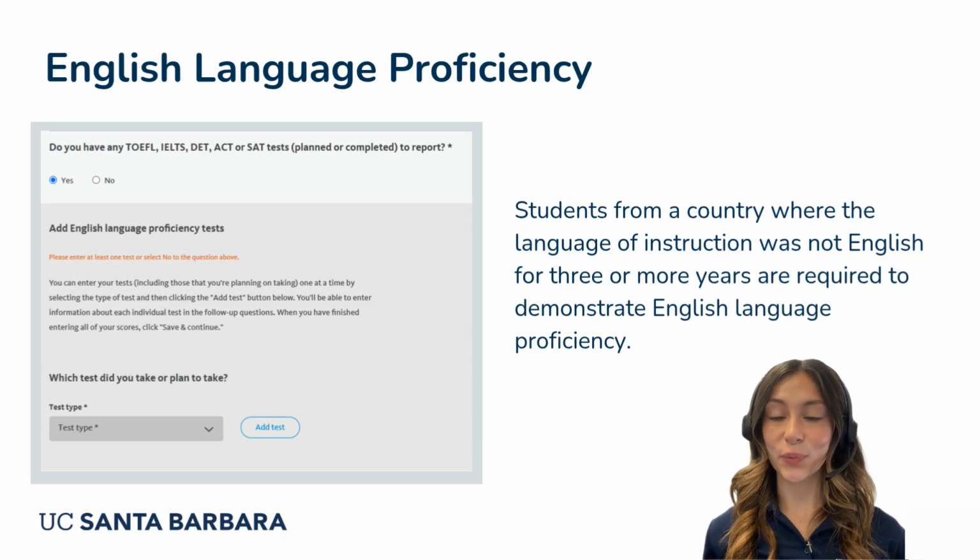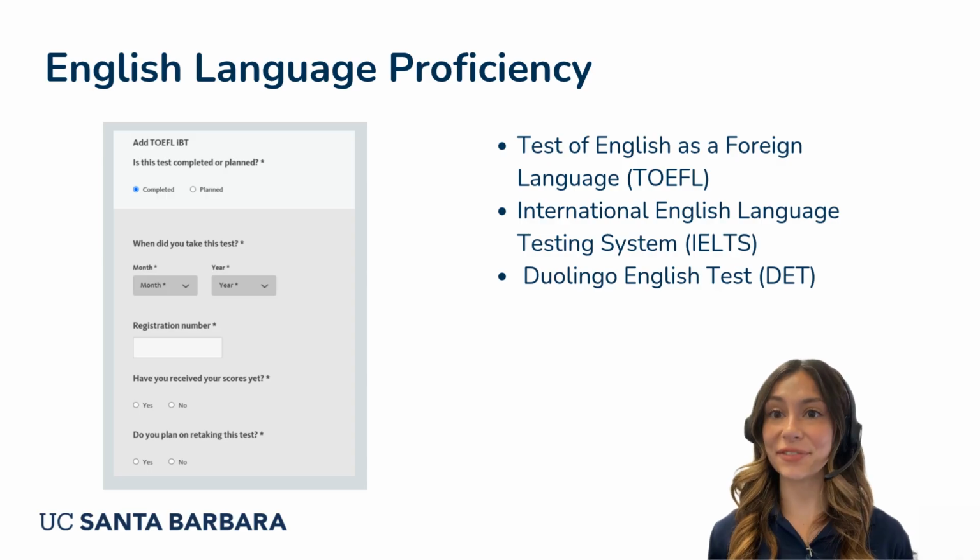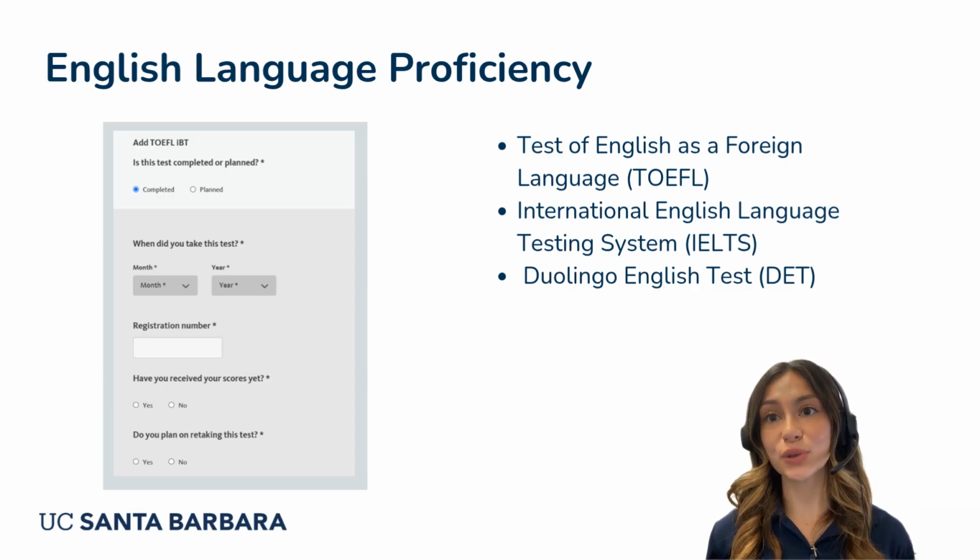Students from a country where the language of instruction was not English for 3 or more years must demonstrate English language proficiency through examination. In the application, you may begin by indicating whether you have any tests planned or repeated to report. You will list the type of exam, if the exam is completed or planned, the date of the exam, and the registration number. You can also report the score if it has been received. You may also indicate whether or not you are retaking the exam.